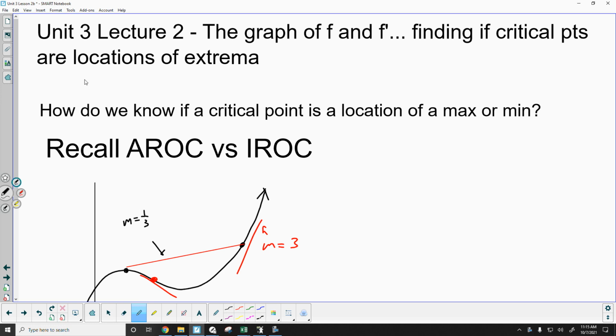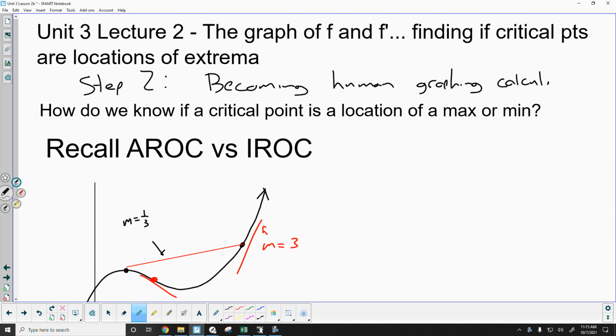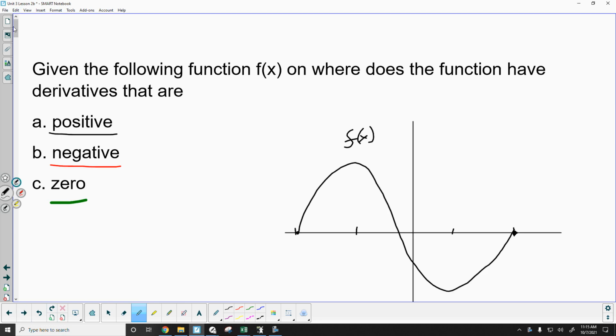We're going to learn step 2 of becoming human graphing calculators. You will need to know and be proficient at doing step 1. You don't have to find this question. We'll come back to it later.